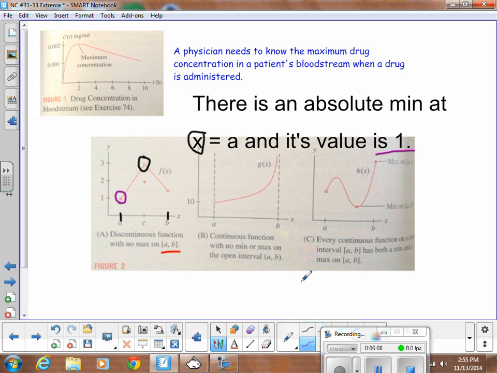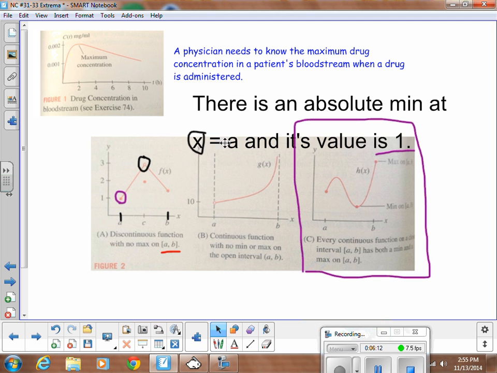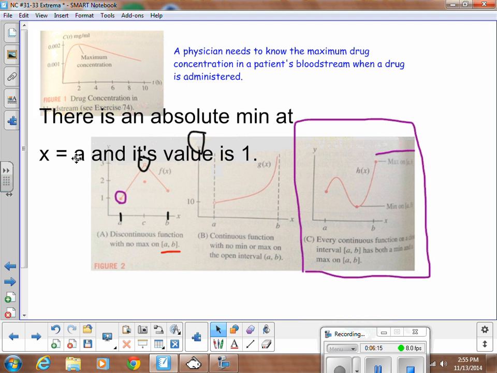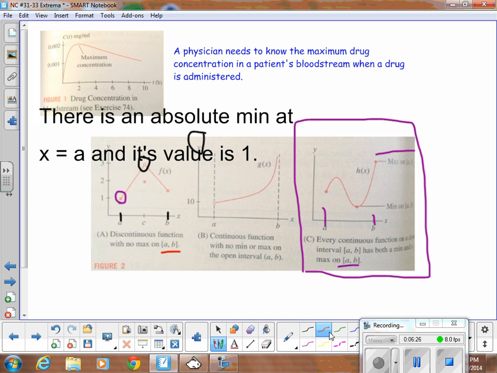On letter C, this is telling me what that theorem was saying. Okay, that theorem was saying that if it is a closed interval, which it is, from A to B, there must be a maximum and a minimum. And sure enough, there is. The maximum would be this end point over here. It is the highest point on the graph. That would be my absolute max. Where is it occurring at? It's occurring at B, and its value is whatever this y value right here would be.